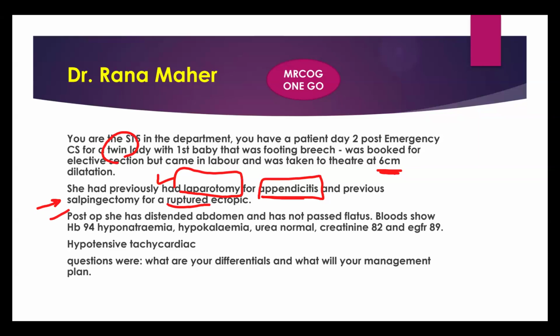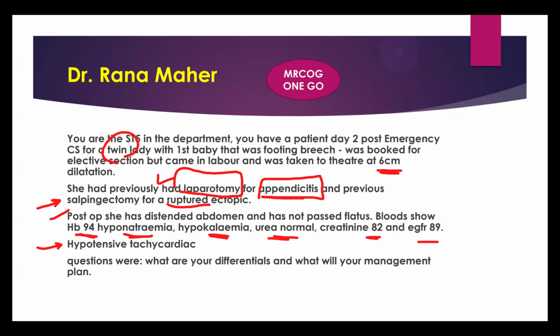Post-operative, the patient starts to have a distended abdomen and she's not able to pass flatus. Bloods as follows: hemoglobin 94, there is hyponatremia, hypokalemia, urea normal, creat 82, GFR is 89, so it's not that much compromise. So still we can accept the 89, right? She's hypotensive and tachycardic, so you can think about bleeding, bowel injury, ureteric injury even. You can think about it.